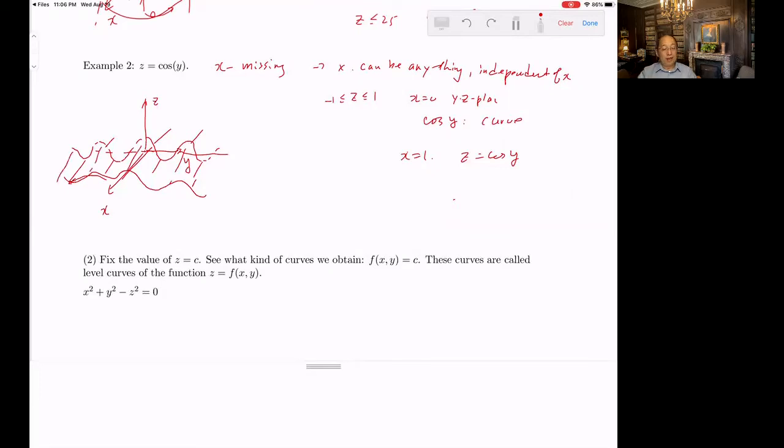It's like some kind of construction material maybe you have seen before. Okay, so whenever one variable is missing, usually we have a cylindrical kind of surface. This is a kind of cylindrical object put sideways.